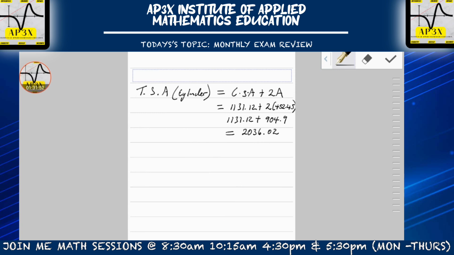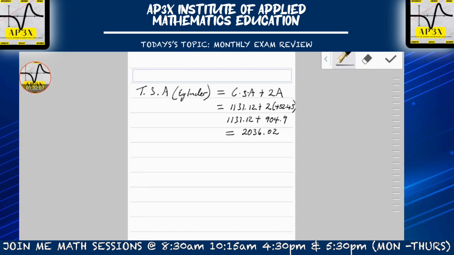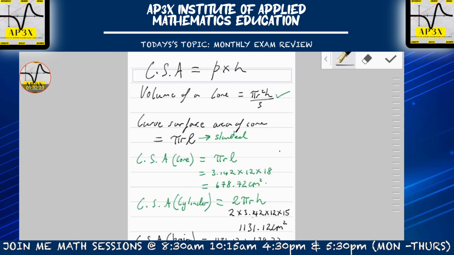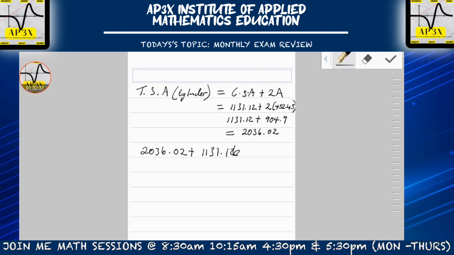All right then, so that gives us so far: the total surface area of the cylinder is 2036.02, and the total surface area of the cone is 1131.16. So together, the total surface area of the whole prism is 2036.02 plus 1131.16, pardon me. So that gives us a total surface area here of 3167.18. All right, very, very tough question, guys. Way tougher than I thought it would have been.